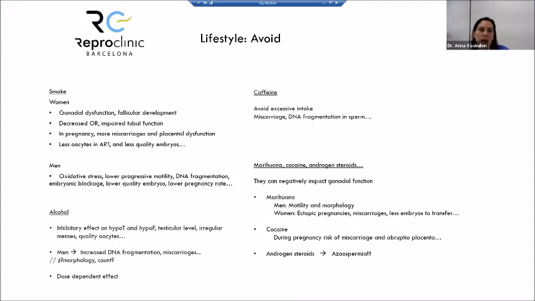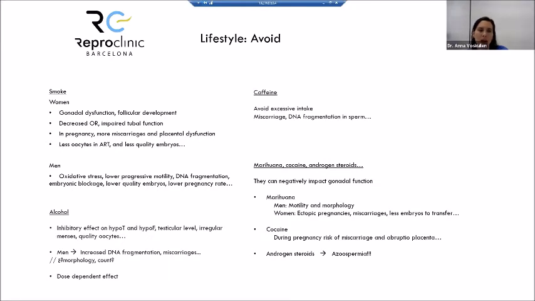What should we avoid? So actually, we know that smoking has an impact on fertility. In women, it can produce gonadal dysfunction and problems with follicular development. We know that women who smoke have lower ovarian reserve or could have earlier menopause. We know that it can have an impact on the tubal function, which is very important, right? Because, as I told you, it is where the oocyte will go and where the oocyte will be fertilized. And in assisted reproductive techniques, it can be related to fewer oocytes and lower quality embryos.